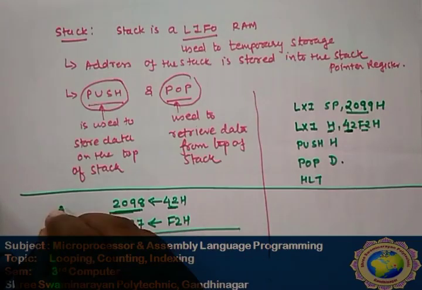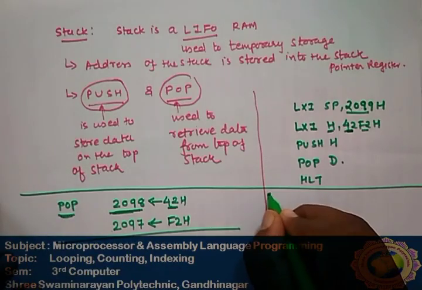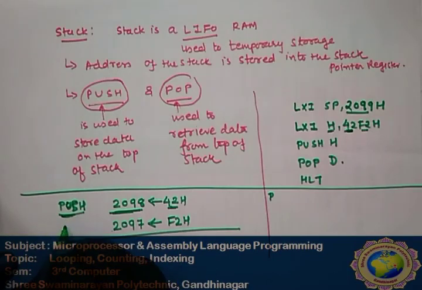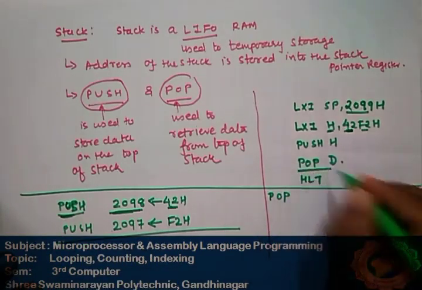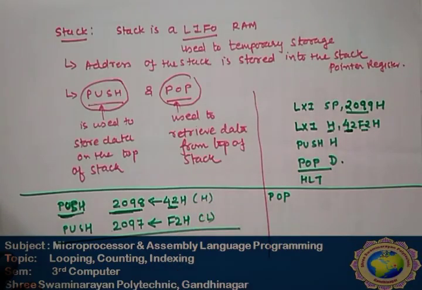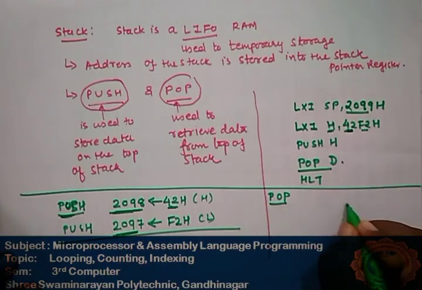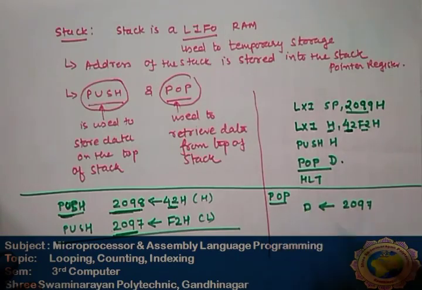So this is after the push instruction. After performing the pop D, this is the data of H, this is the data of L. After performing the pop E, first the data from 2097 is available on the D.